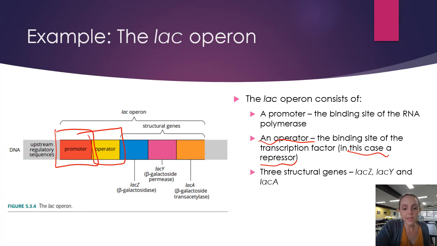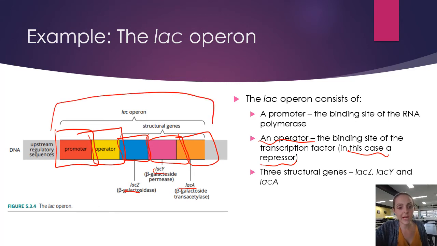Then we have 3 different structural genes, and they're those genes I talked about that are going to assist in the breakdown of the lactose, and they're called LAC-Z, LAC-Y, and LAC-A. So 3 different enzymes that are going to help with the breakdown of lactose. That entire unit is what makes up the lac operon. So one promoter with multiple genes regulated by a transcription factor.